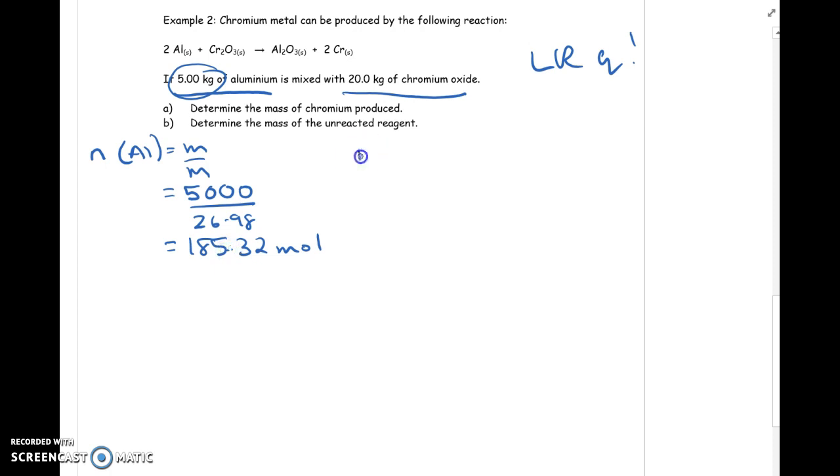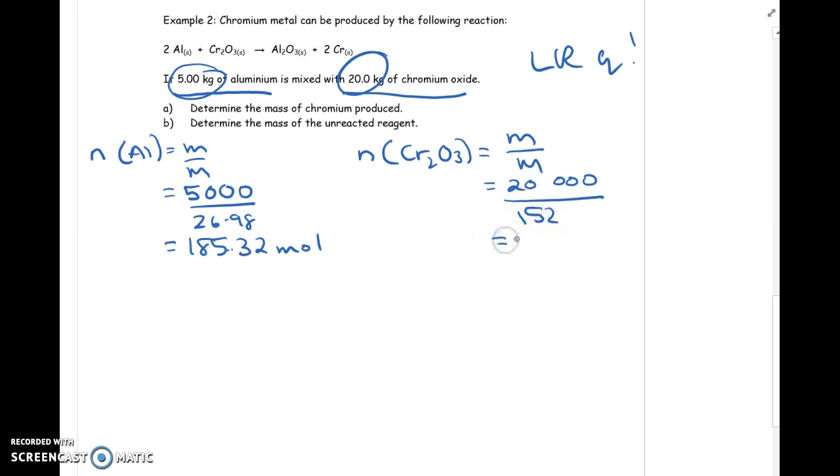Now let's find the number of moles of chromium oxide, which is equal to mass over formula mass. Once again, it's in kilograms, so I must convert it to grams. So 20,000 grams over 152, the formula mass from the periodic table, and it comes out to 131.58 moles. I am once again going to store this in my calculator.